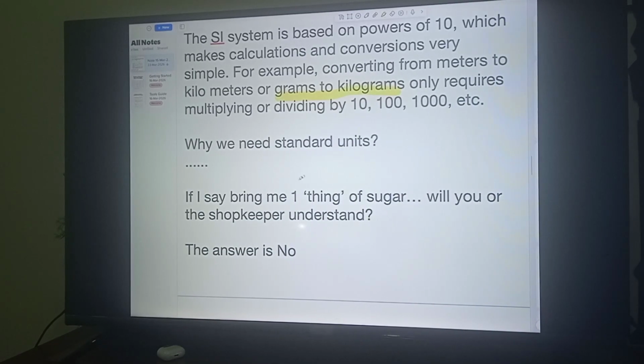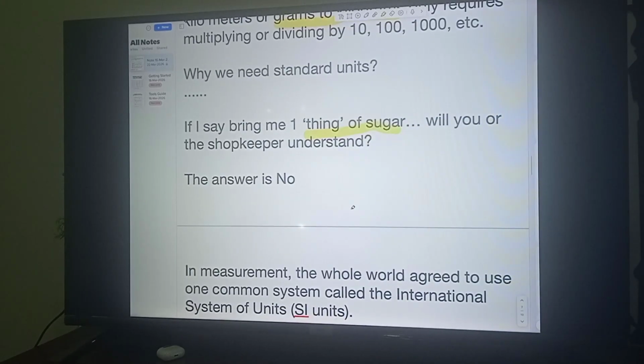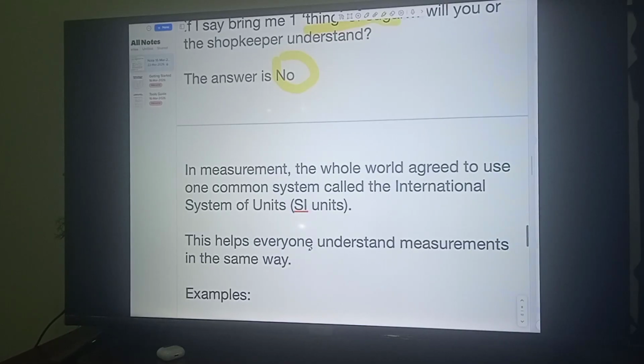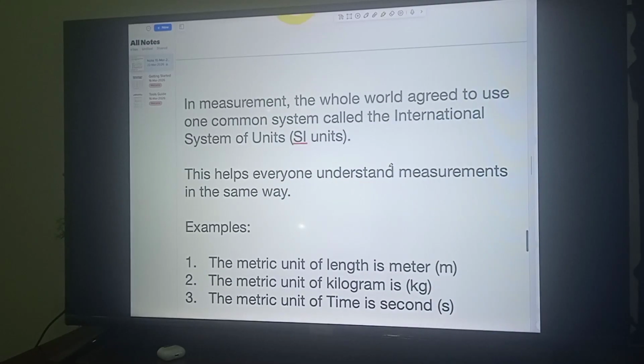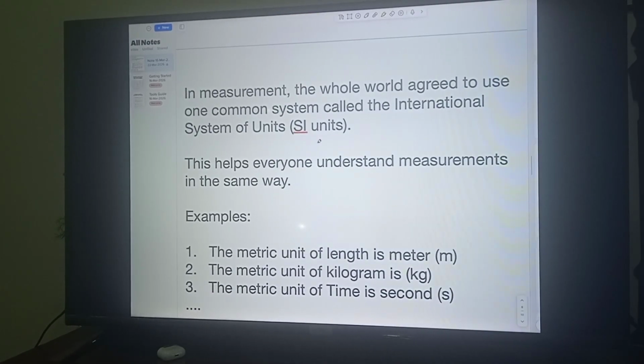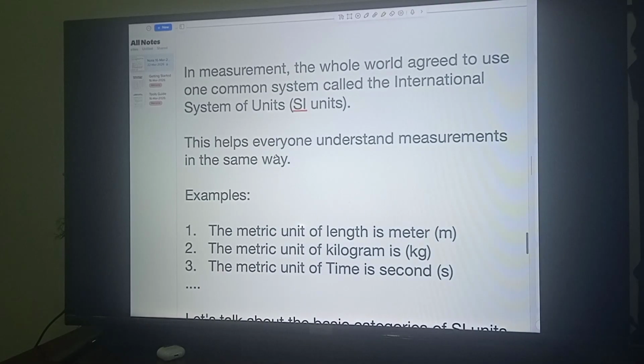If I say, bring me one thing of sugar, will you or the shopkeeper understand? The answer is no. In measurement, the whole world agreed to use one common system called the International System of Units, that is SI units. This helps everyone understand measurements in the same way.